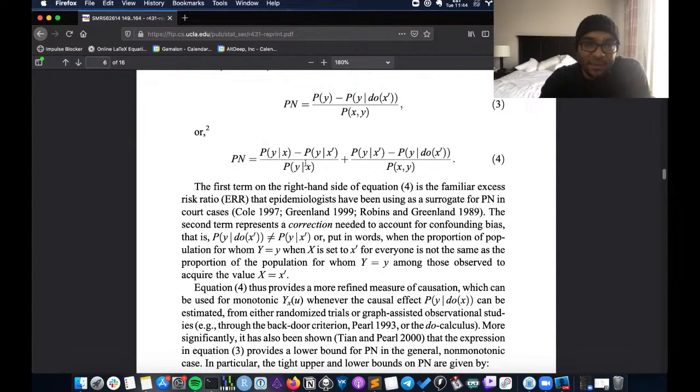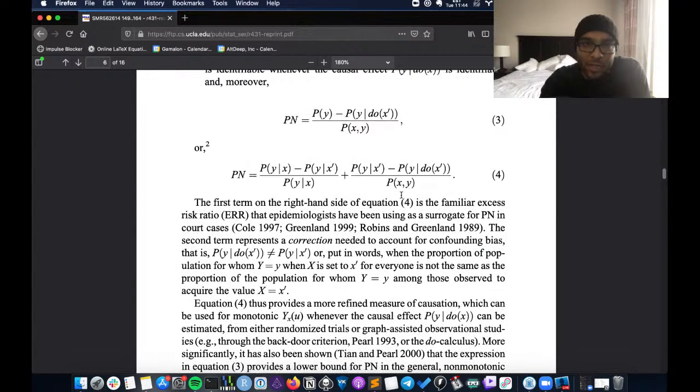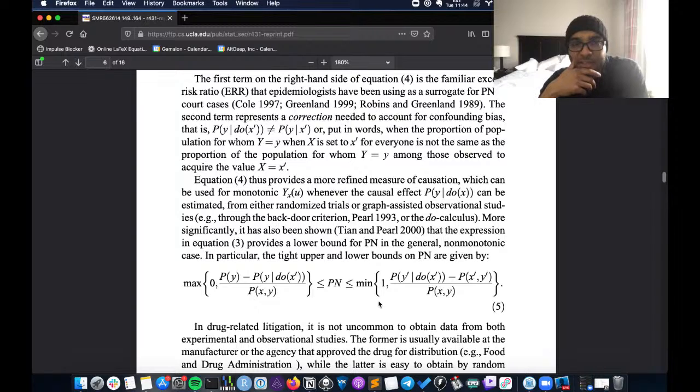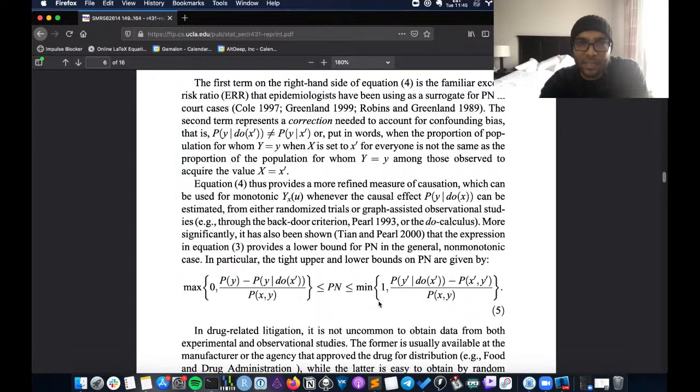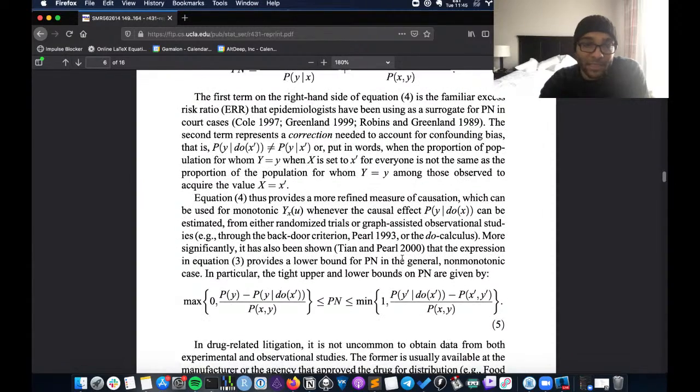But I guess the idea is that this is something people really understand, and this is something you might figure out from an experiment. So this you can get from data, this you can get from experiment. That's interesting because it means that if we have monotonicity, then that counterfactual query means you can learn this from observational data, and you can learn this through experimental data. Equation 4 thus provides a more refined measure of causation which can be used for monotonic whenever the causal effect can be estimated either from randomized trials or graph-assisted observational studies. So if we go back to our example, this thing we can learn from people like Mr. A, and this is the information we get from the clinical trial or from the A/B test.